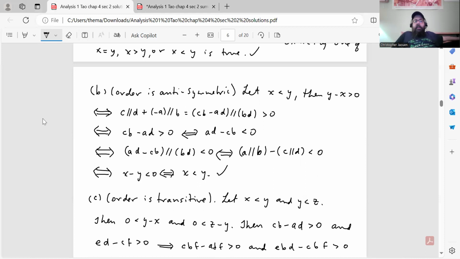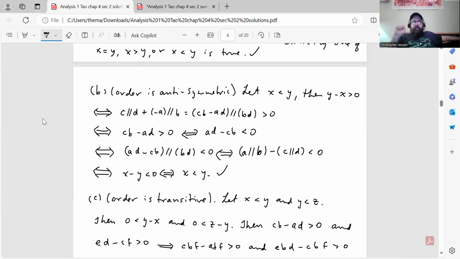Let X less than Y, then Y minus X is greater than 0. Here, all these are double arrows. All these are biconditionals. So you can go down for the forward direction and up for the reverse direction, because it's an if and only if proof, right? It's a biconditional statement.